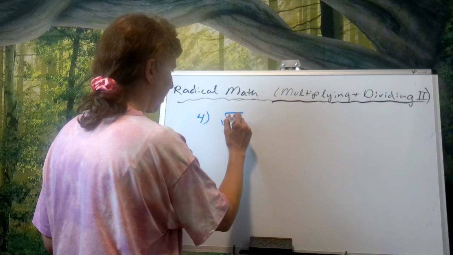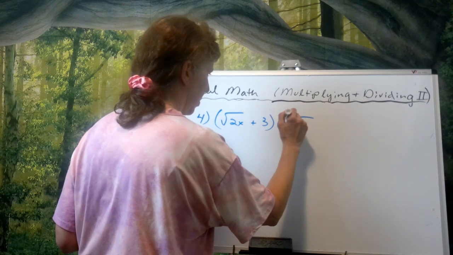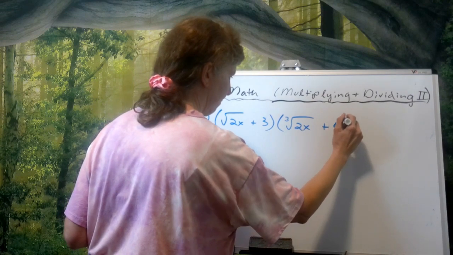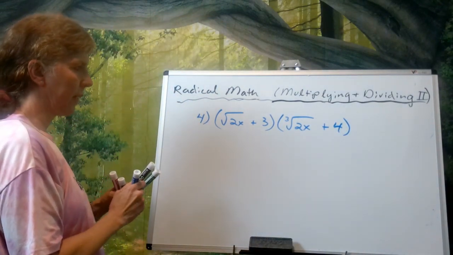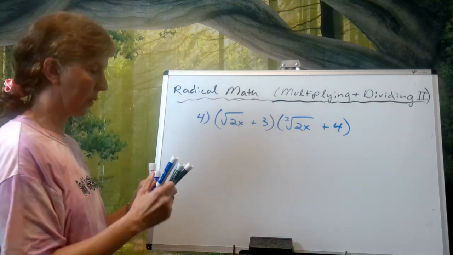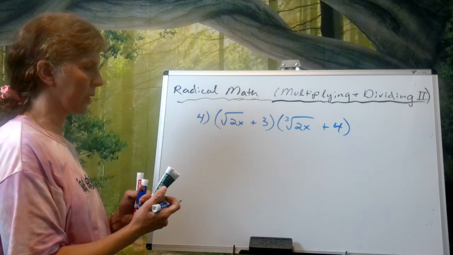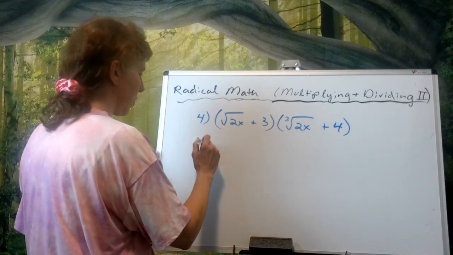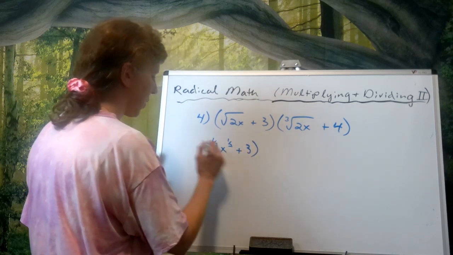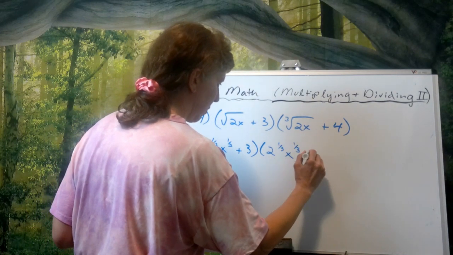Let's do the square root of 2x plus 3 and the cube root of 2x plus 4. Okay, so we have some foiling to do here, and we have different exponents. We have a whole lot going on in this question. I think it would be smartest for us just to switch everyone into fractional exponents straight away. So this one's going to be 2 to the 1/2, x to the 1/2 plus 3. All I'm doing is rewriting the question. 2 to the 1/3, x to the 1/3 plus 4.